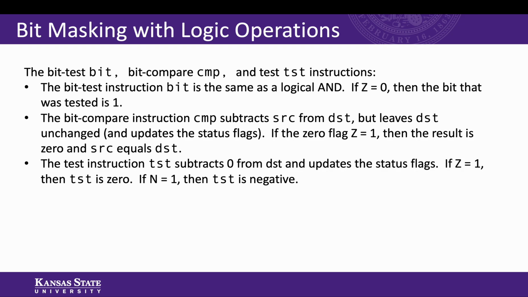Similarly, the bit compare instruction, CMP, subtracts source from destination, but it leaves destination unchanged, but it updates the status flag. So if we do that subtraction, and if the 0 flag is z equals 1, then the result is 0 and source equals destination. Thus, we've compared the two. The test instruction, TST, subtracts 0 from dest and updates the status flags. So if we do that subtraction and we find z equals 1, then we know test was 0. Also, if we find that n equals 1, then we know that test was negative.